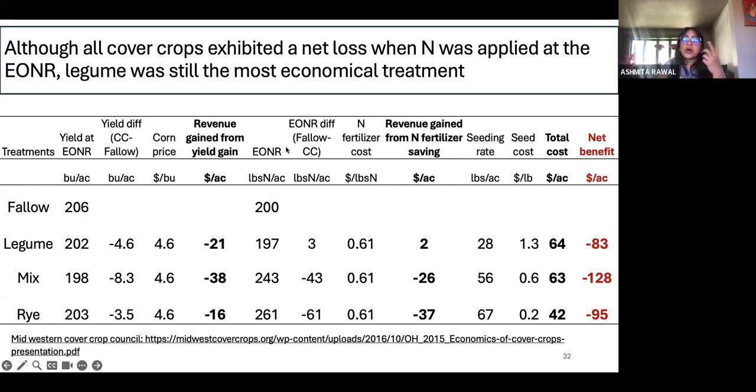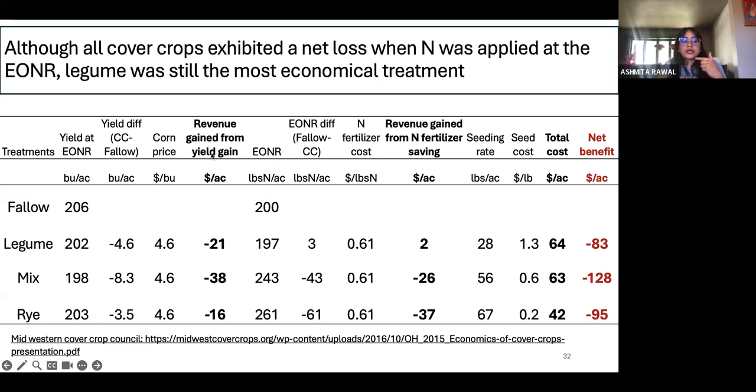So now we already have the economic optimum nitrogen rate, and I showed that data, and we have yield at the economic optimum nitrogen rate, and this is in bushel per acre, and economic optimum nitrogen rates are in pounds of nitrogen per acre.